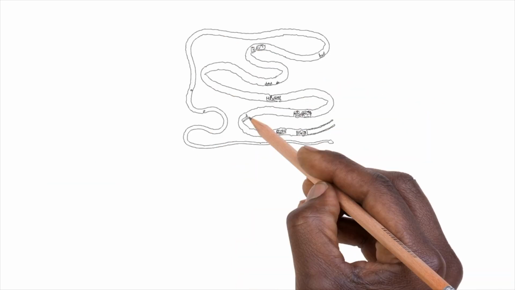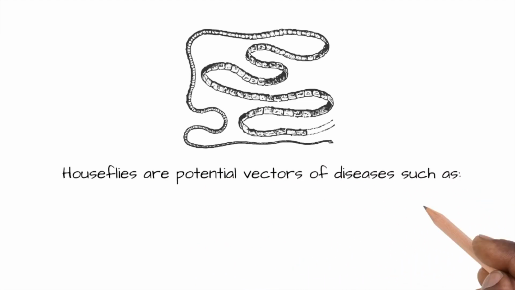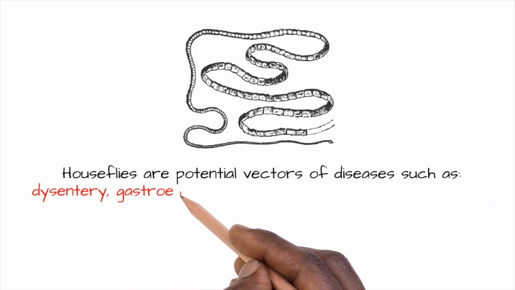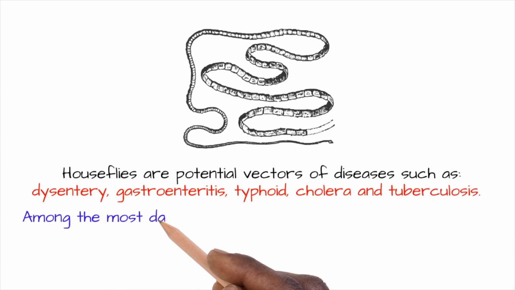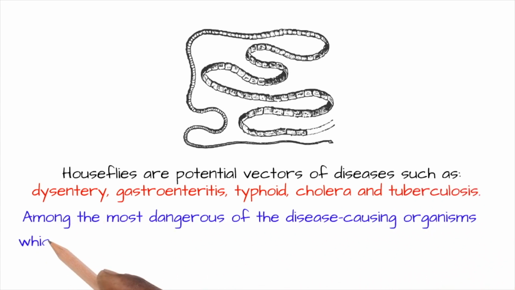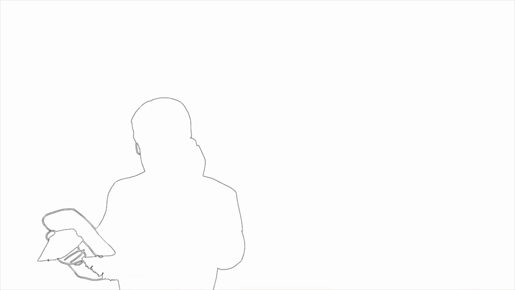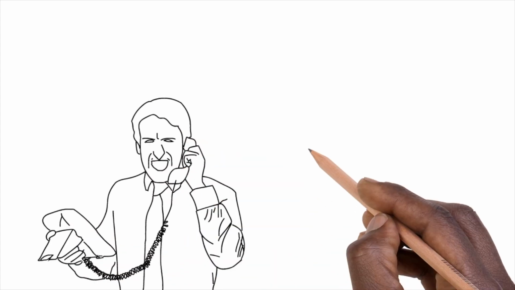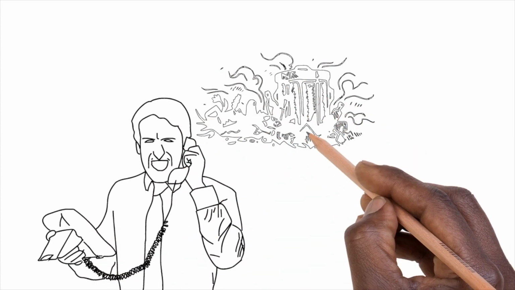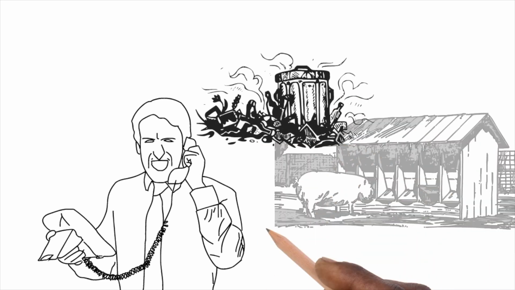Houseflies can transmit intestinal worms in their eggs. Houseflies are potential vectors of diseases such as dysentery, gastroenteritis, typhoid, cholera, and tuberculosis. Among the most dangerous of the disease-causing organisms which have been found on flies are E. coli and Campylobacter. Furthermore, flies are frequently the subject of complaints to environmental health authorities, causing major problems where infestations overspill from breeding sites such as rubbish tips and animal houses.